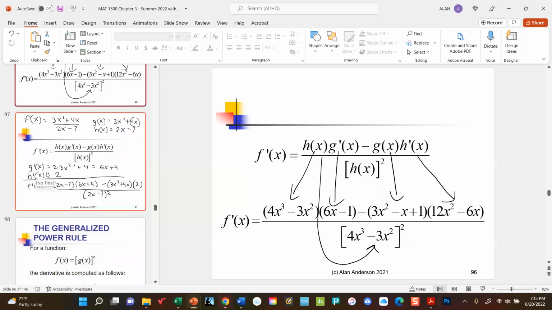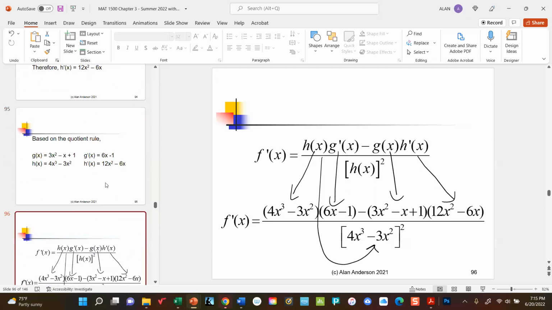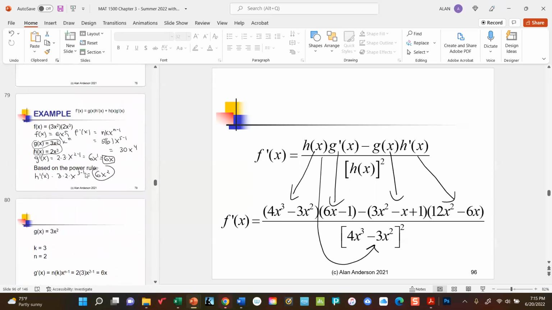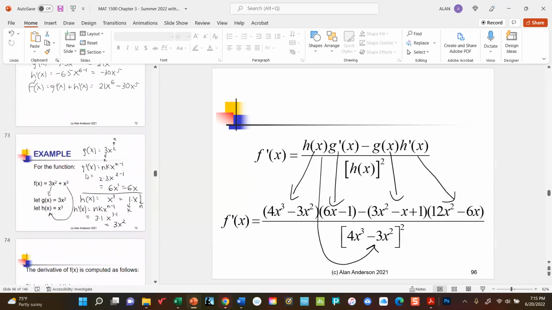All right, so now that we have all that back fresh in your memories from a long layoff, now we're going to look at the generalized power rule. So let me just quickly go back and grab the regular power rule, just so you can see the comparison between the two.